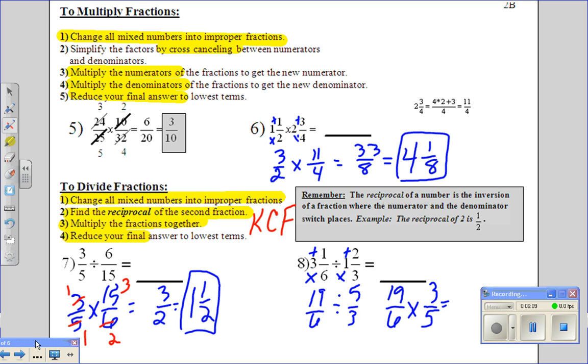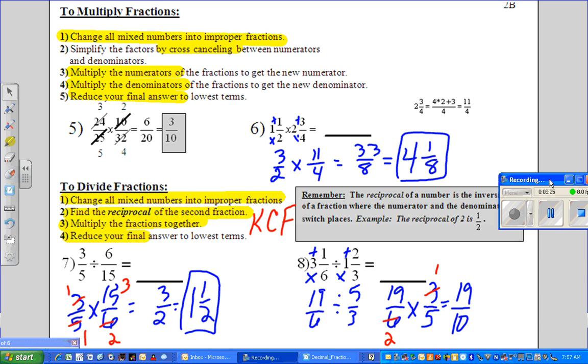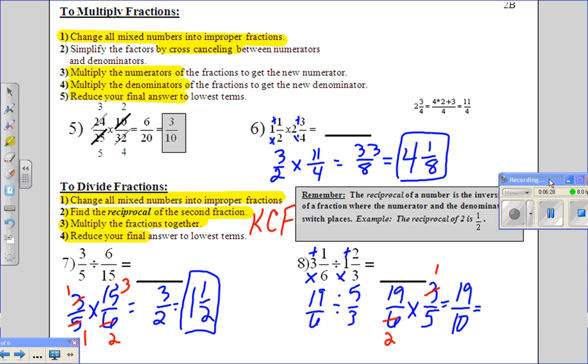At this point, we look to cross cancel, which I can do. I can divide the 3 and the 6 out to give me 1 and 2. When I multiply straight across, I end up with 19 over 10, which has to be converted back into a mixed number. So 10 goes into 19 one time with 9/10 remaining. There's your final answer there.